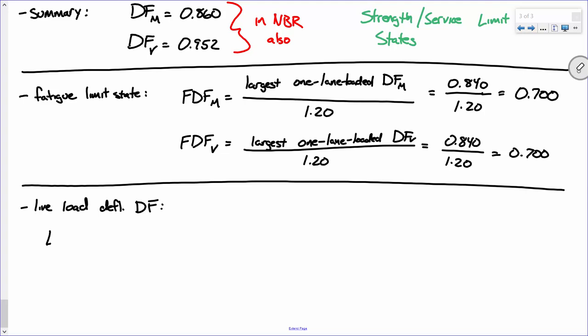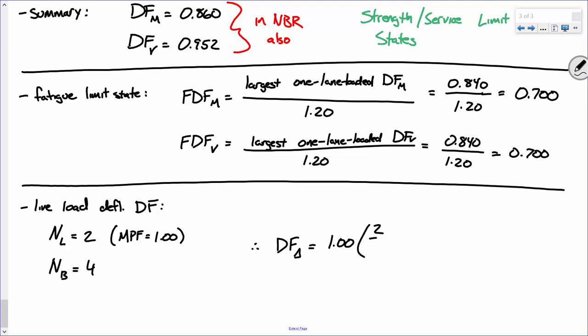What's the, hold on, let's do this. What's the maximum number of lanes? 2, okay? And for 2 lanes, what's the appropriate multi-presence factor? 1, okay? What is the number of beams? 4. I propose that we assume for live load deflections that everything deflects equally, so we just take 1 times 2 trucks over 4 girders. And that's it.